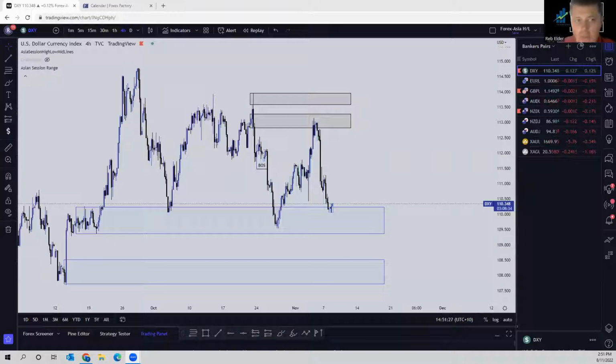As per always, start of the week, we're going to start looking at the US dollar currency index. We're going to look at Euro USD and GBP USD. So let's get a bit of a look into it.